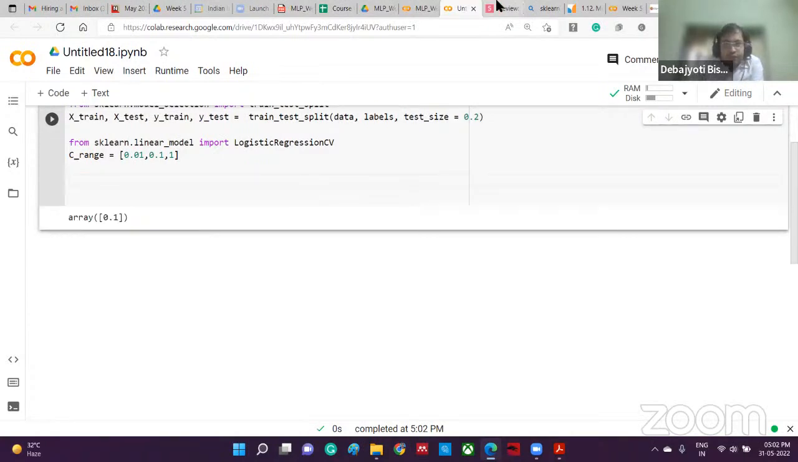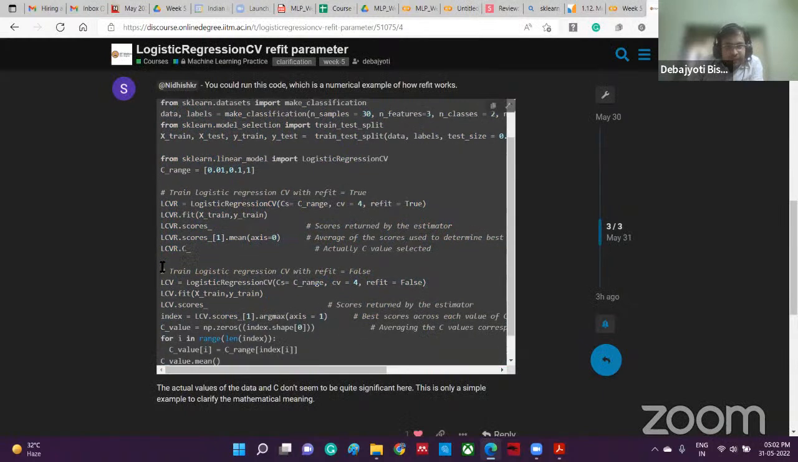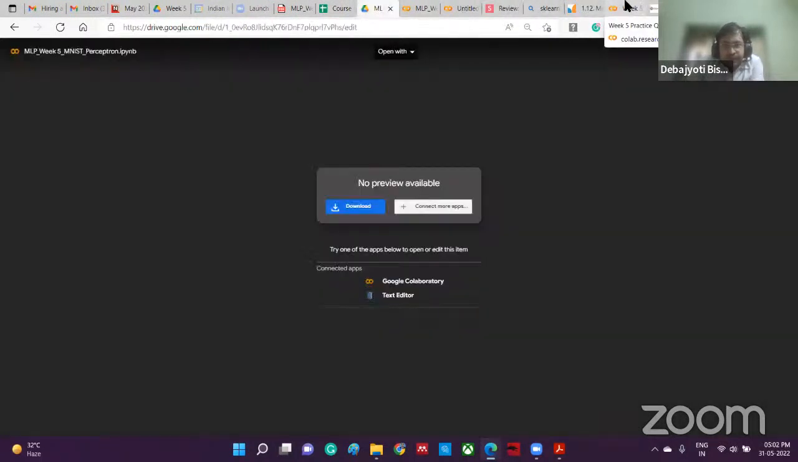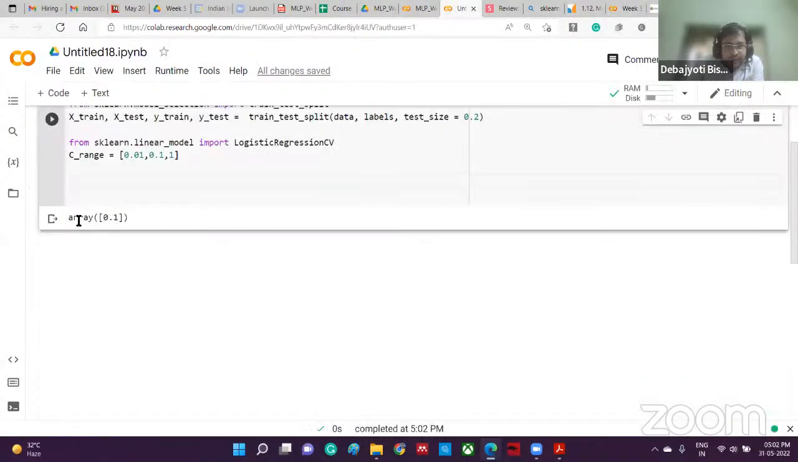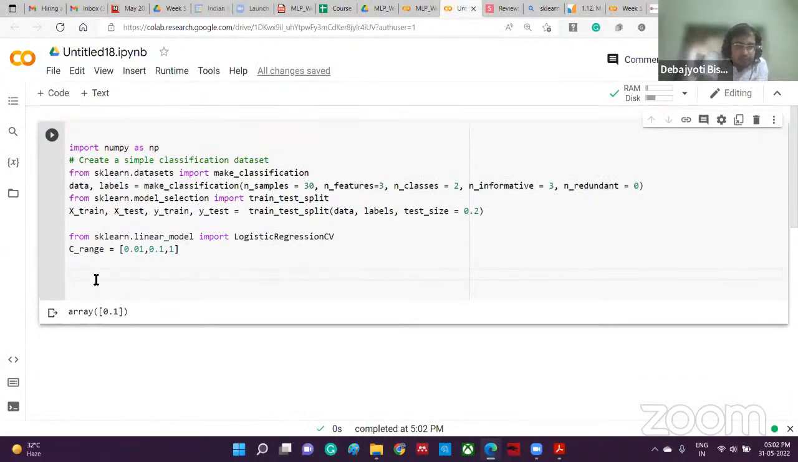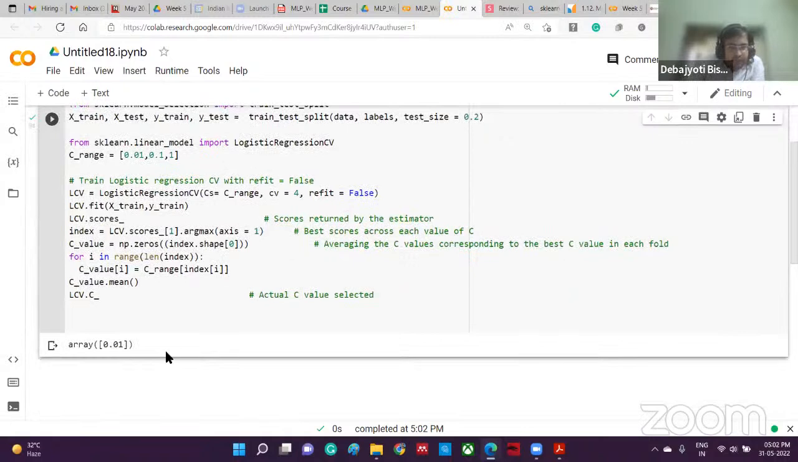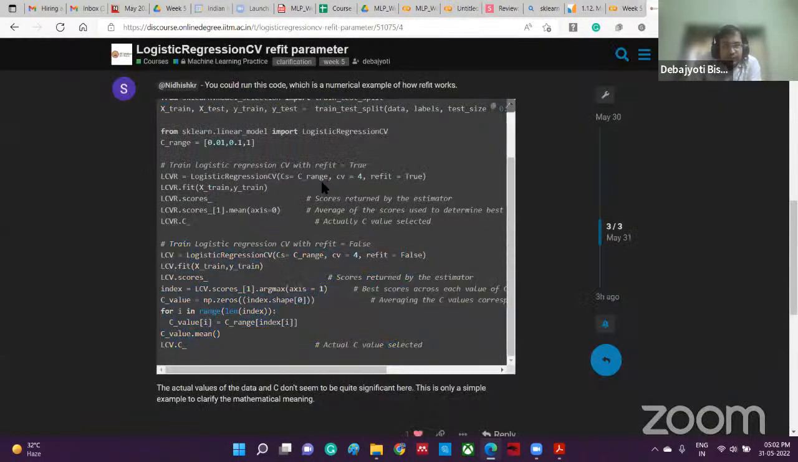And if we put refit equals false, case 2, then what comes out? Here the output is different. Here it is coming 0.01. So basically it looks like, Sunita, the procedure for both logistic regressions is different for refit equals true and refit equals false.